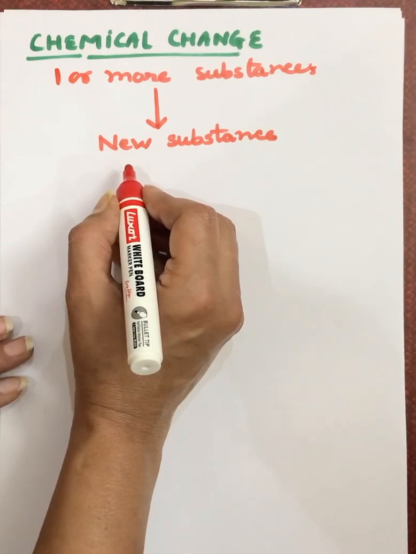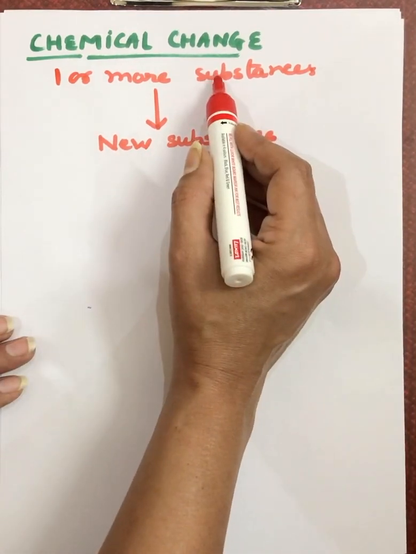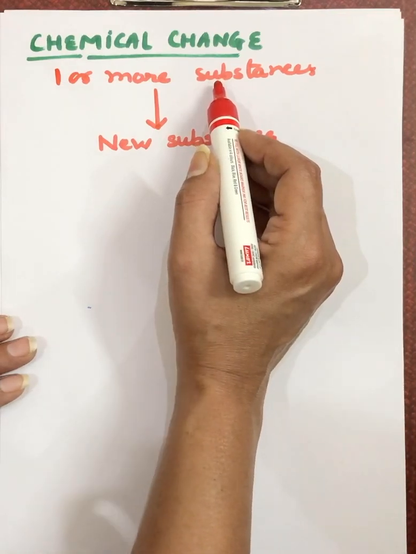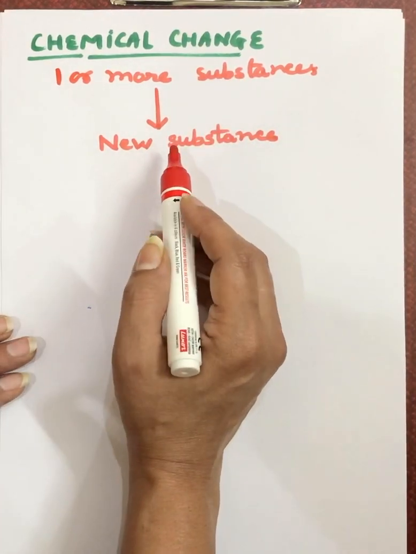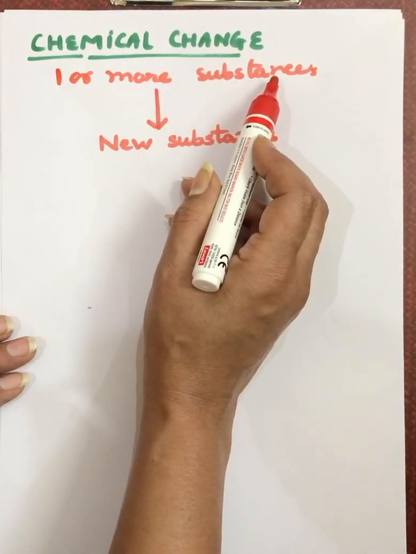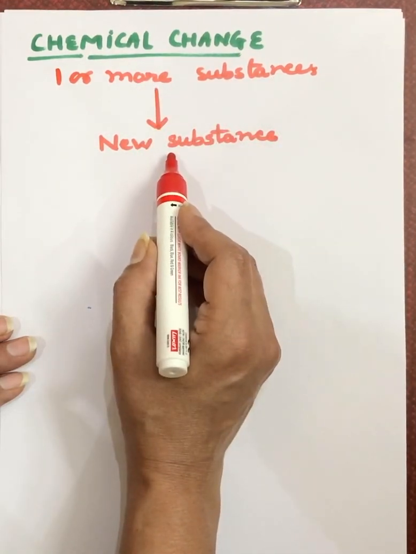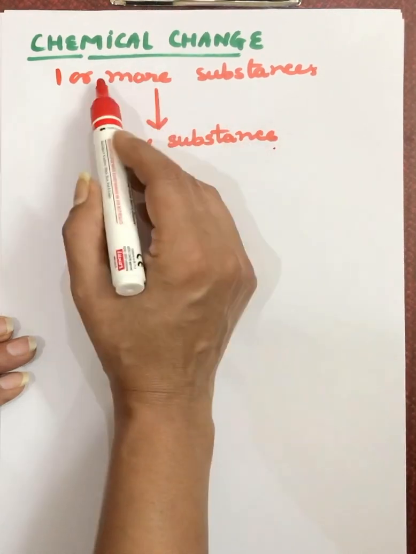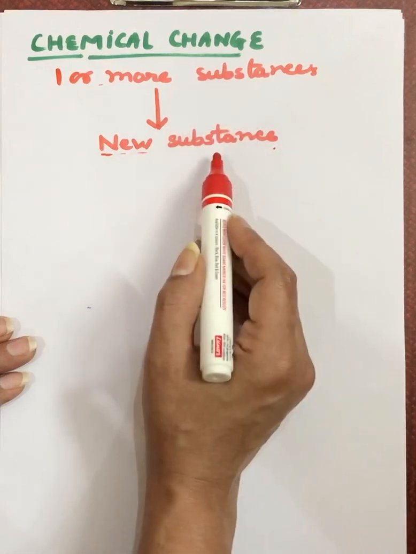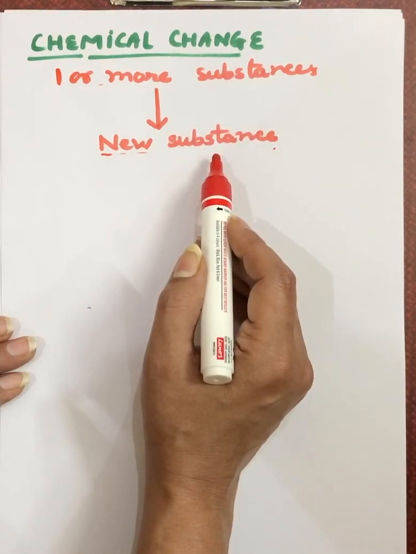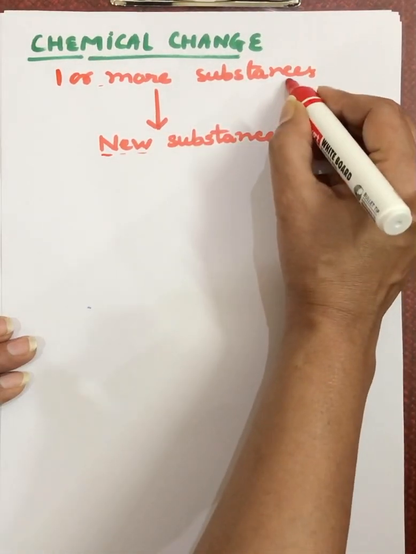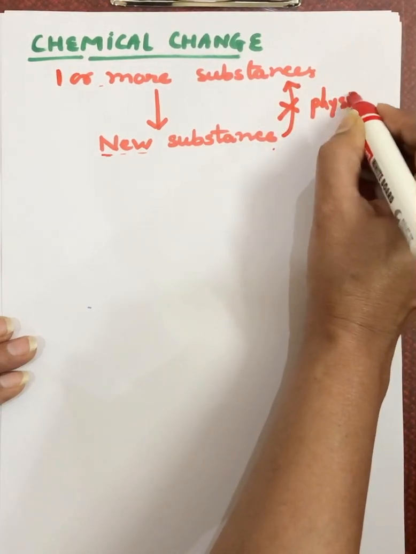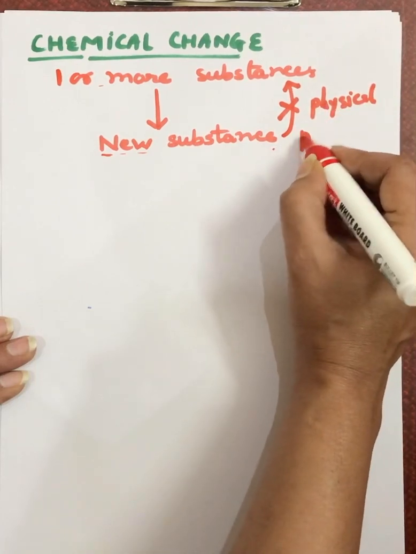In this type of change, the original substances lose their identity, like we did in the mixture and compound topic last time. So in this change, the original substance is losing its identity and gets converted into a new substance. This new substance will not show the characteristics of the substances from which it is forming. The new substances formed cannot be converted back easily. They can be converted, but not easily by physical process.